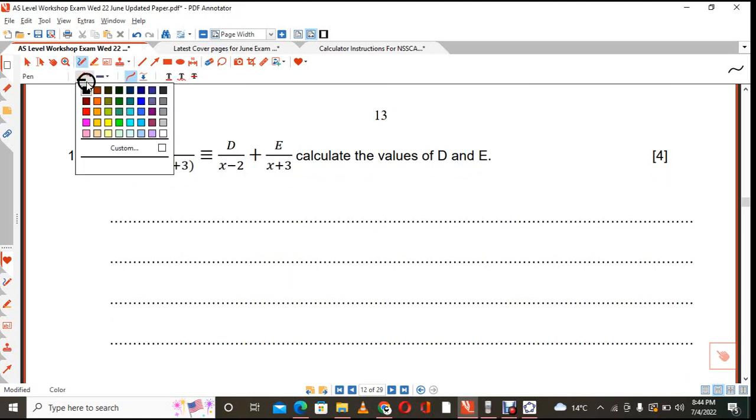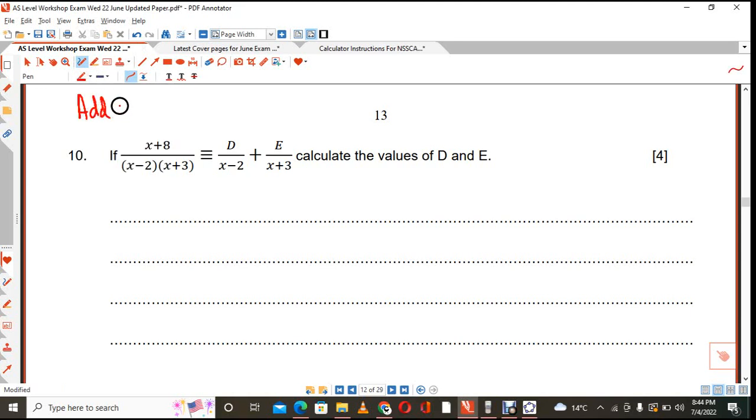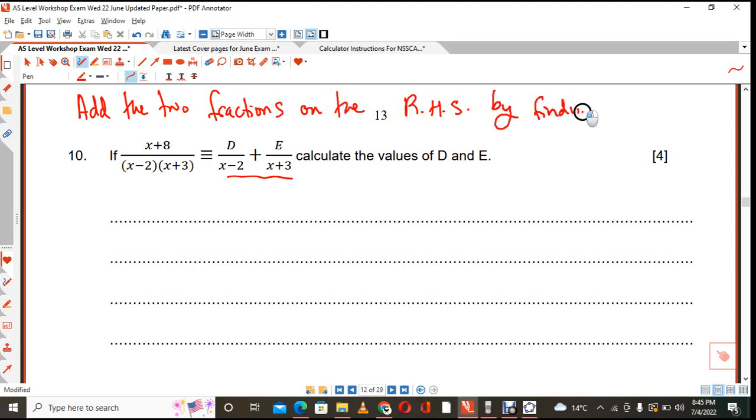So I'm just going to write here: add the two fractions, these two, on the right hand side by finding the LCM, lowest common multiple or lowest common denominator, and the equivalent fractions. So what does that mean?